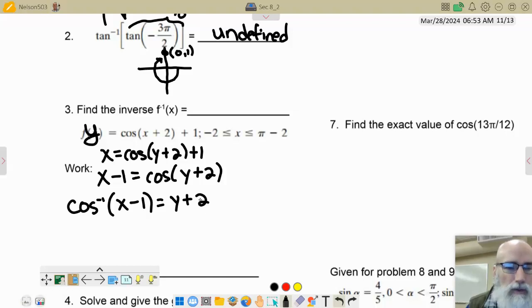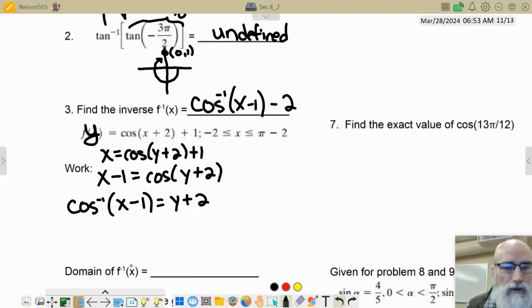And now we just have to move the 2 to the other side. And I'm just going to write my answer right up here. So I've got the inverse cosine of x minus 1 minus 2. Okay, so how do we find the domain down here? Because it wants the domain of this function right here.